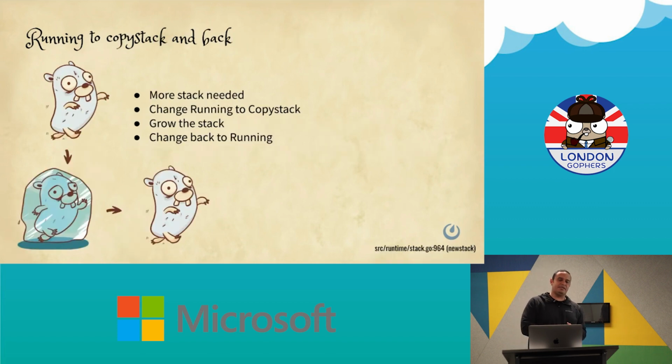Okay, running to copy stack and back. The Goroutines have this stack, this chunk of memory of 2 kilobytes that can be enough sometimes, but maybe it's not enough. Whenever you call a function, the compiler already knows how much memory is needed for the stack. So whenever you run a function, it's going to see that memory needed for the stack, check if the Goroutine has enough space in the stack, and if that's not the case, it's going to do a stack grow.